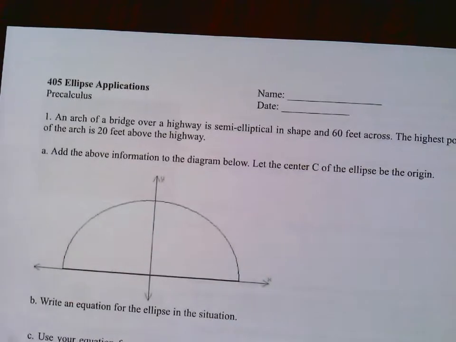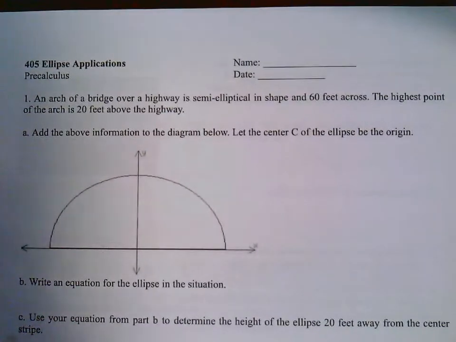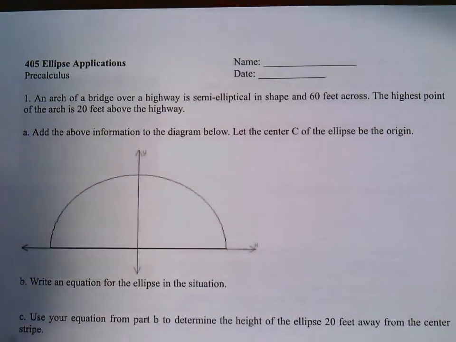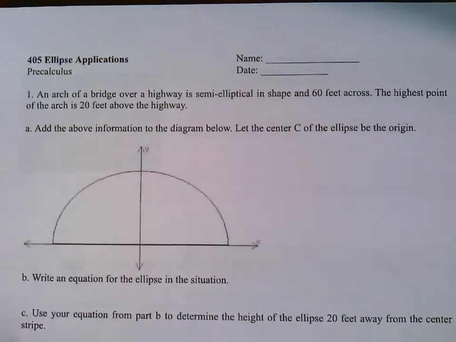All right, we're going to do a few ellipse application problems together before you try some on your own from the textbook. An arch of a bridge over a highway is semi-elliptical in shape, and it is 60 feet across. The highest point of the arch is 20 feet above the highway. Add the above information to the diagram below. Let the center be at the origin.